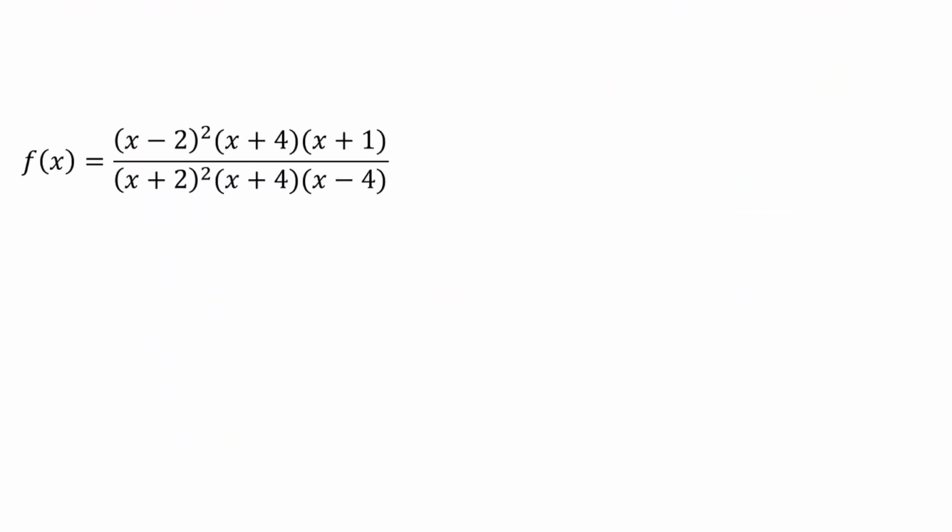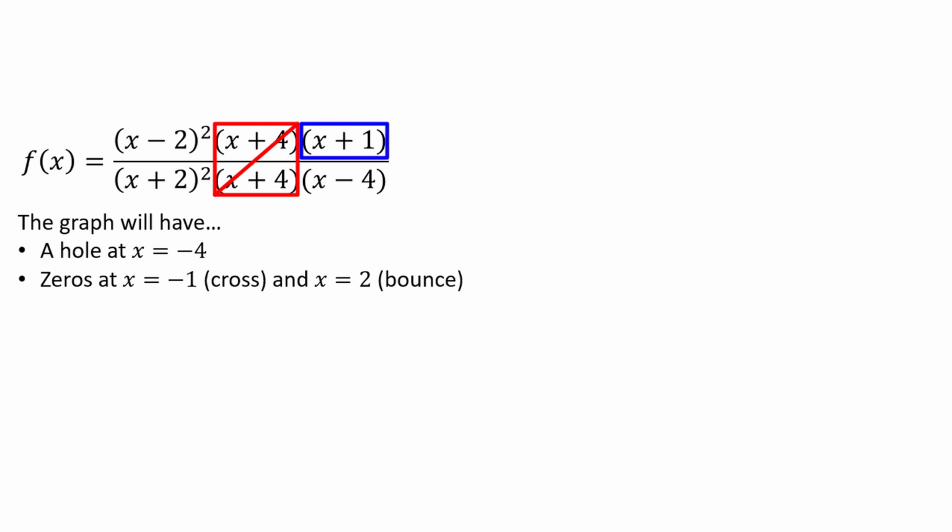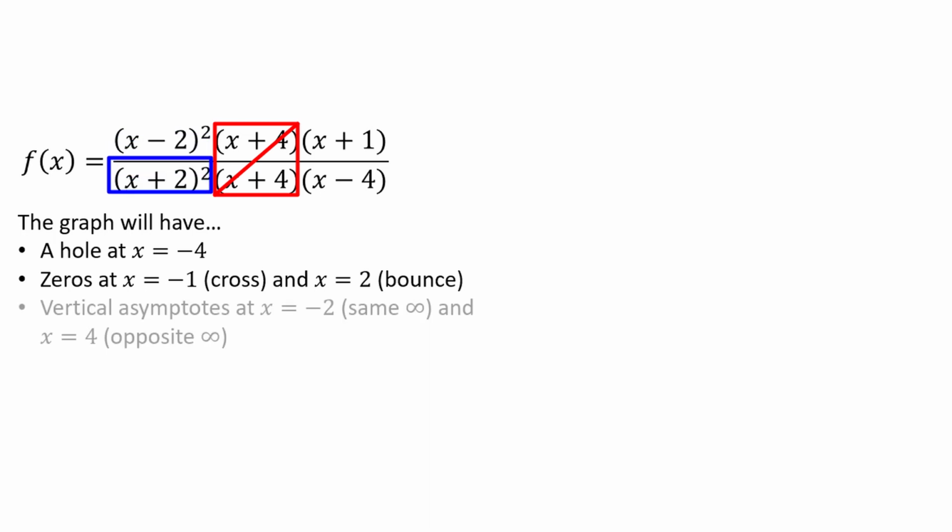Here is a summary of everything from the previous slide about this graph. The graph will have a hole at x equals negative 4, as the factor x plus 4 cancels. It will have zeros at x equals negative 1, which will be a cross of the x-axis due to the odd multiplicity, and there will be another 0 at x equals 2, which will be a bounce due to the even multiplicity. There will be vertical asymptotes at x equals negative 2, which the graph will approach at the same infinity due to the even multiplicity, and another vertical asymptote at x equals 4, which the graph will approach at opposite infinities due to the odd multiplicity.